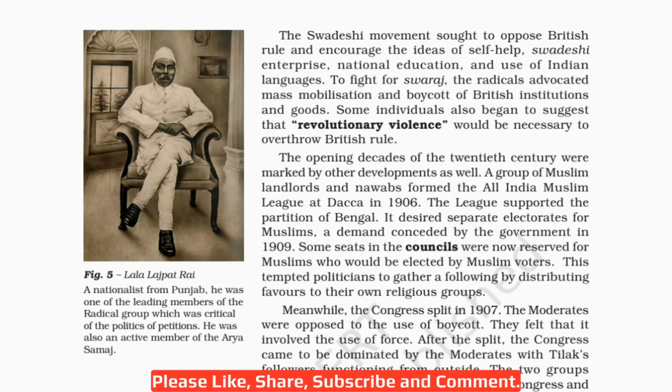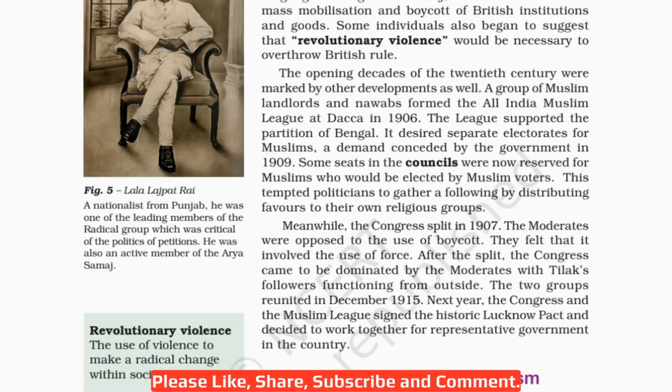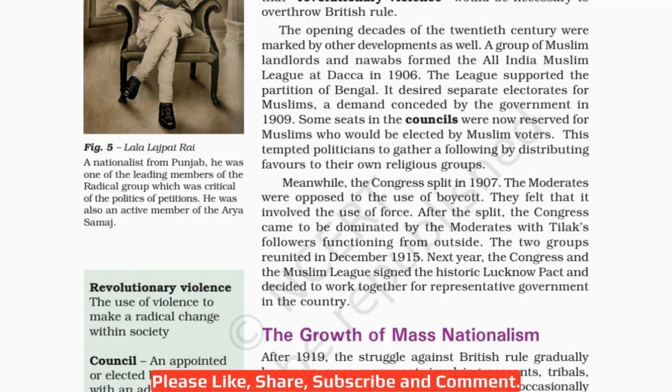Radicals advocated mass mobilization and boycott of British institutions and goods. So in this Swadeshi movement, boycott of British goods was also done. What do you mean by boycott? Means we will not use or buy those goods. Okay. Some individuals also began to suggest that revolutionary violence would be necessary to overthrow British rule. Now, what do you mean by revolutionary violence? Means the use of violence to make a radical change within society, a significant change.